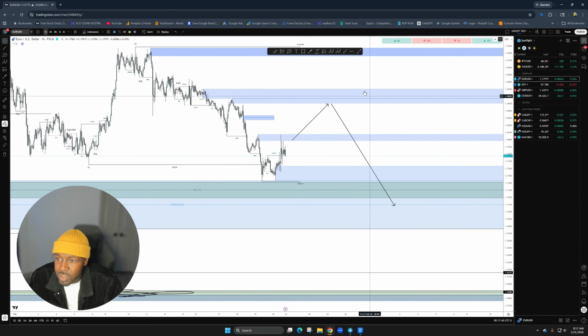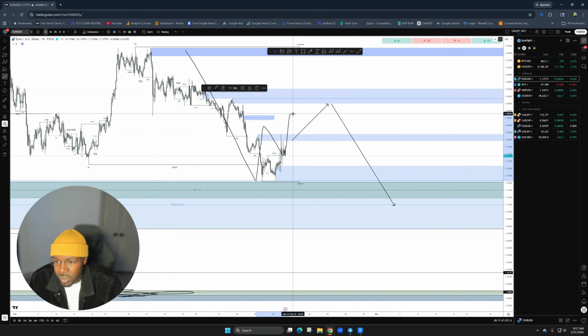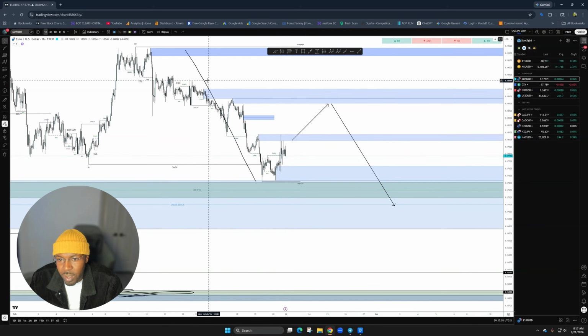And the ABC is going to give us a corrective pattern. So to give you an example, we have impulse, and then you would have ABC. So that's a correction setting us up for another impulse. So that's going to be a sign that I'm going to be looking for if we are potentially going to get a continuation towards the downside.